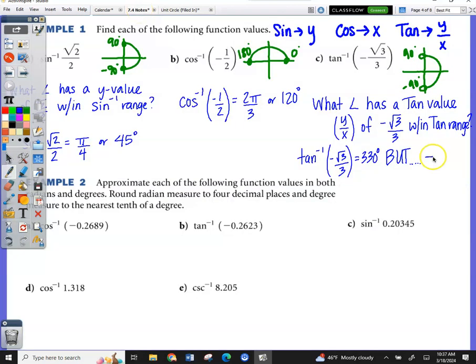And if you need to make a note to yourself, negative 90 to 90 is what you had to keep in mind. So we adjust our answer to say, hey, it's negative 30. This is the only one that's a gotcha. It's not really a gotcha. It's the one that involves more work.